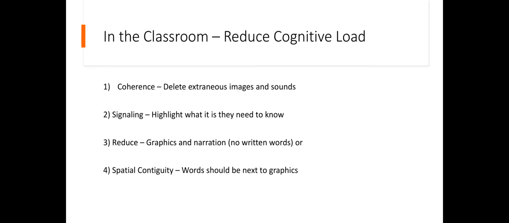Signalling, highlight what it is that they need to know. This could be underlining particular parts of the question that are important. It could be making a particular word highlighted within a colour or making it bold. So really identifying the key points that that child needs to take away and removing all the other unnecessary bits of stimuli.